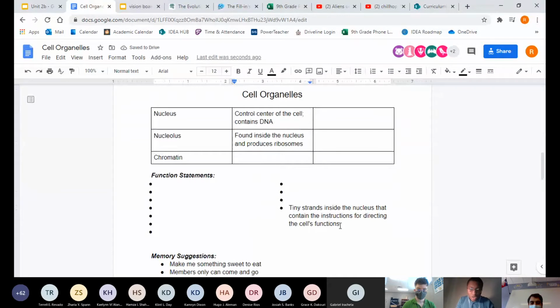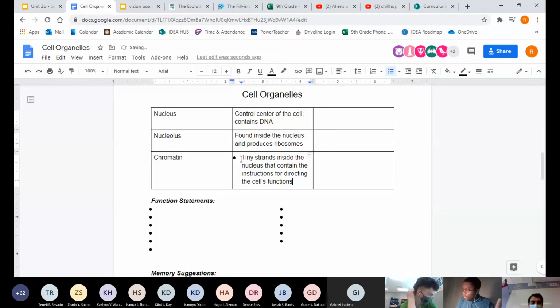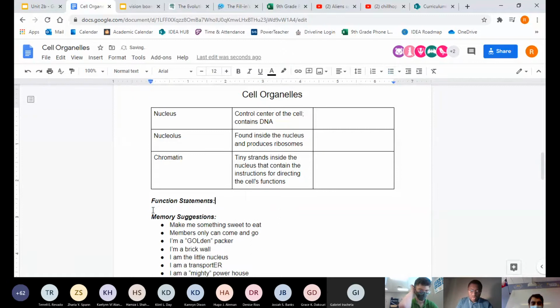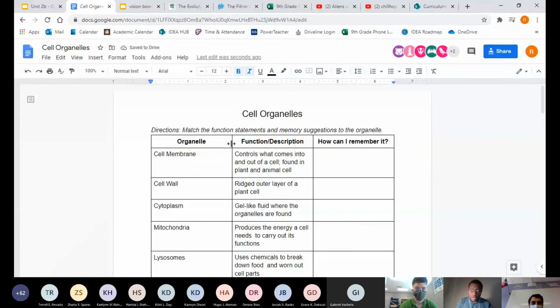And last but not least, tiny strands inside the nucleus. So when we're talking about the DNA inside the nucleus, the DNA itself is referred to as chromatin because it's the genetic material. DNA itself is just like A to T, C to G, those letters that represent DNA. So when you're referring to the actual material, that's called chromatin. I don't know why biologists wanted to make it so difficult and have all these words for everything, but that's just how it is.